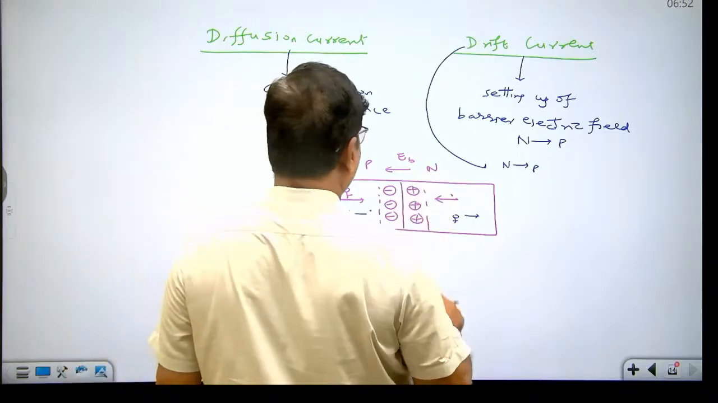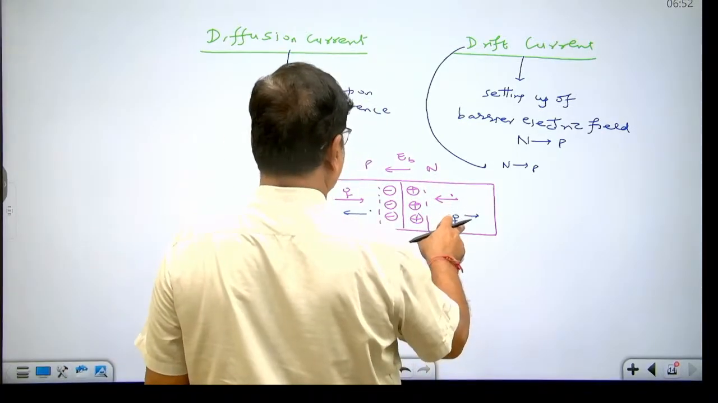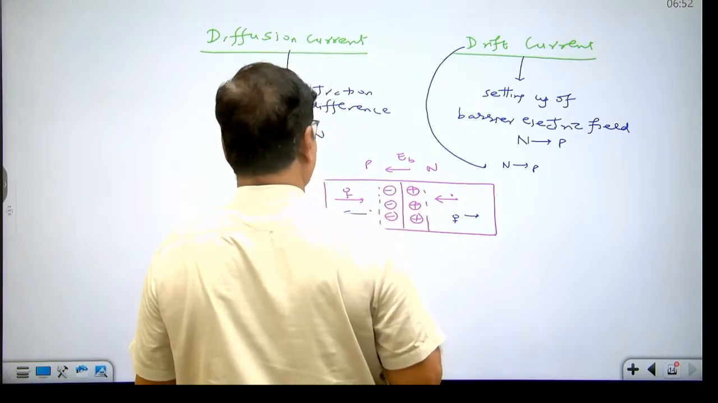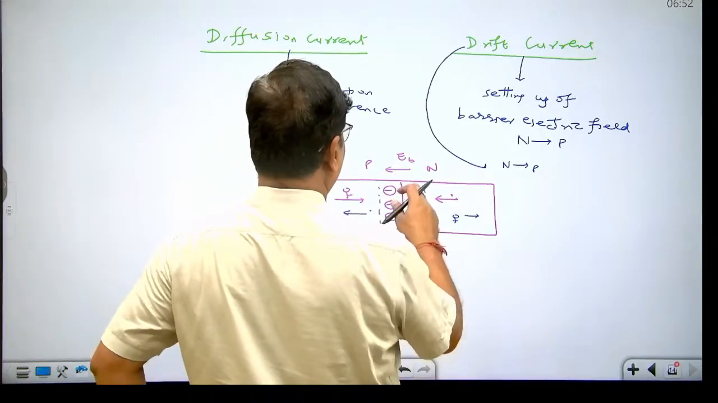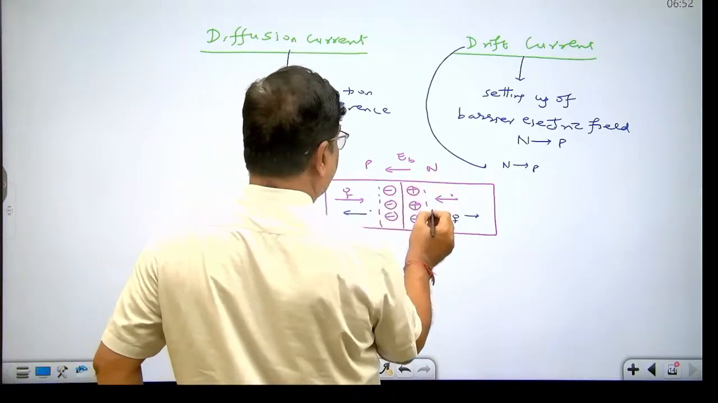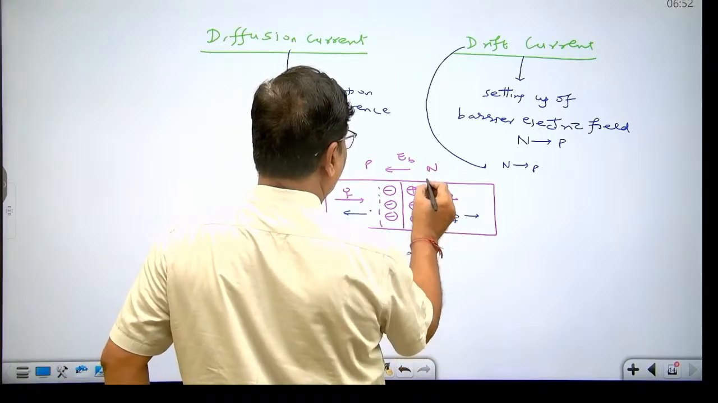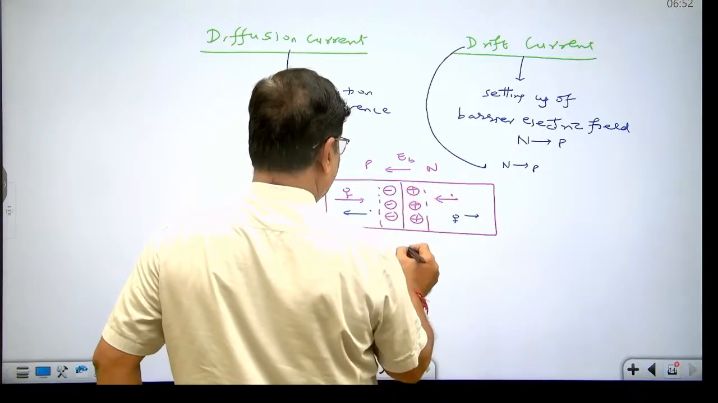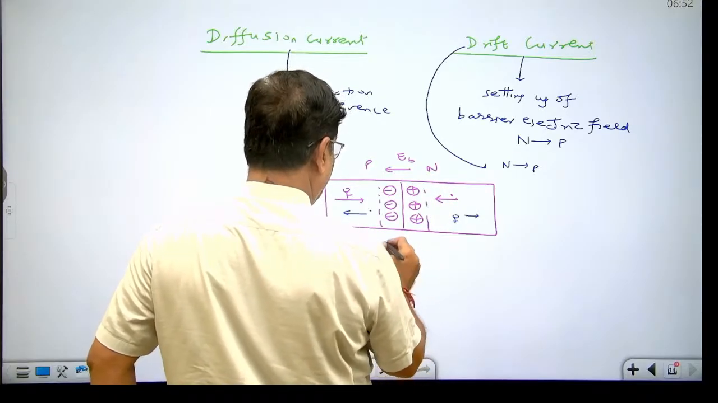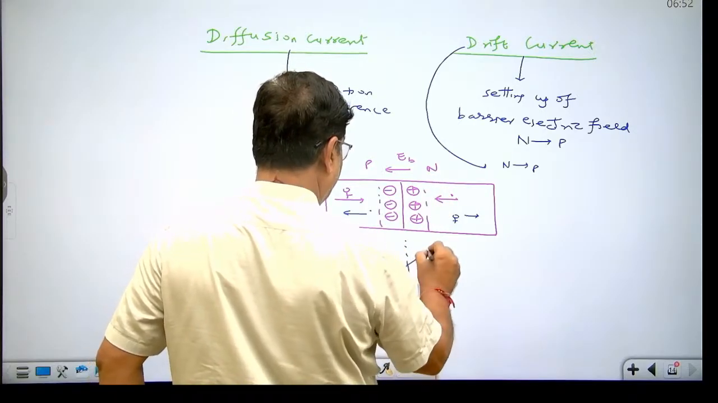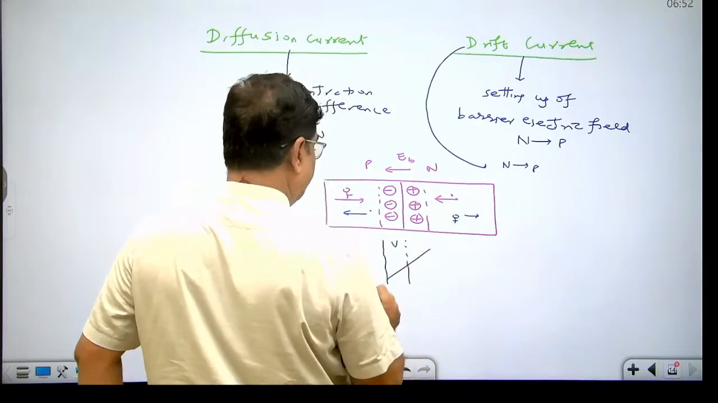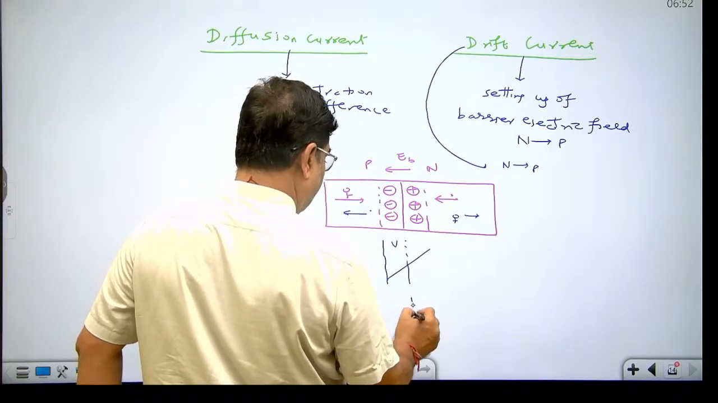In case of N type, the minority charge carrier is hole. In case of P type, the minority charge carrier is electron. Because at the junction, this is high potential, this is low potential. This is the potential barrier. This is the potential barrier diagram and this is the electric field diagram.